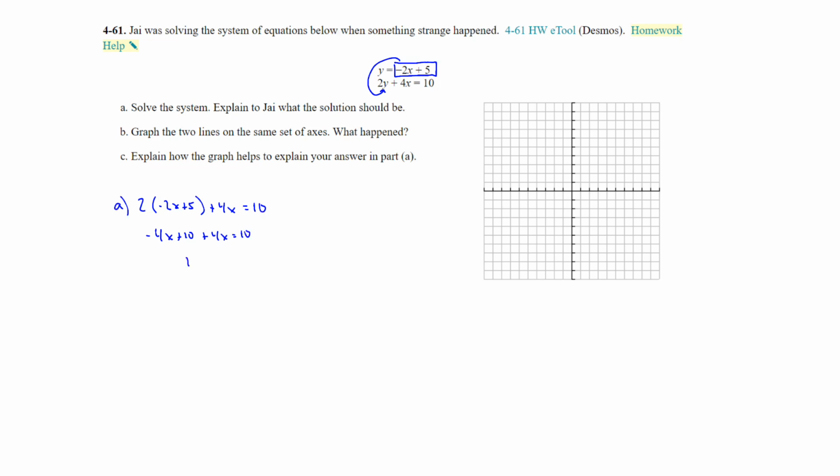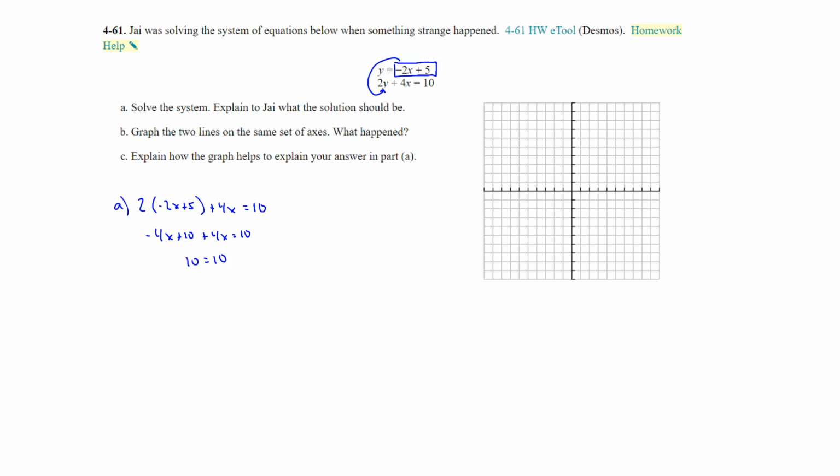And we'll notice the variables cancel, and this is probably what Jay was thinking, is something strange happened and the variables cancel. We got 10 equals 10. Now we've done a problem similar to this before where the numbers were not equivalent. In this case, they are equivalent. So what does that mean?